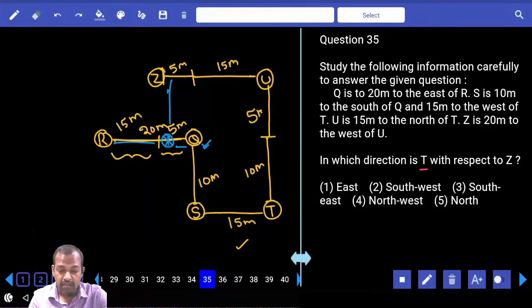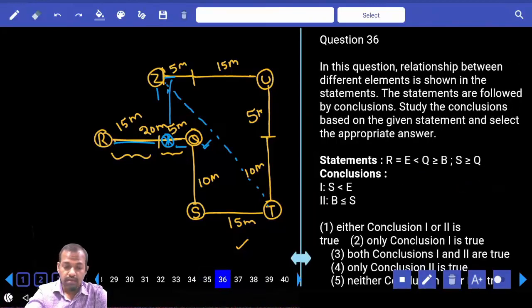Next. In which direction is T with respect to Z? When you see from Z, T is in which direction? South east direction, southeast. So the option is third one. Next, inequalities.